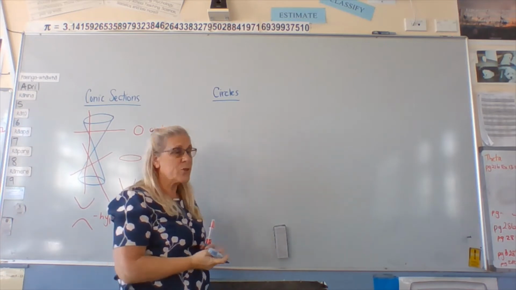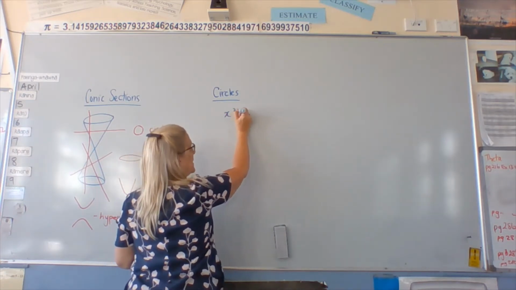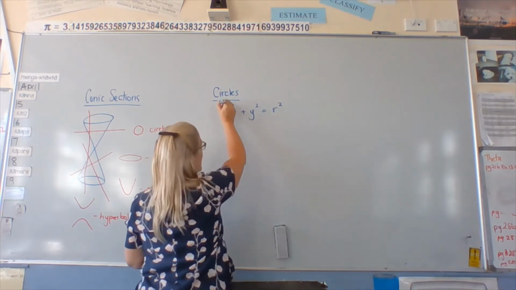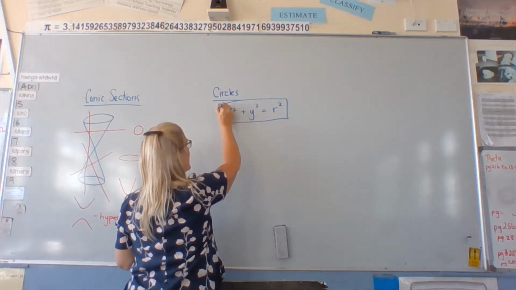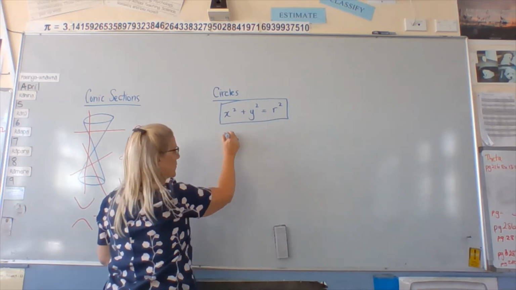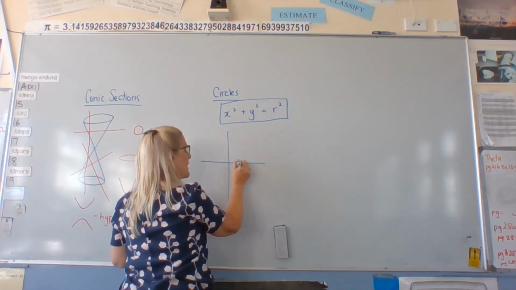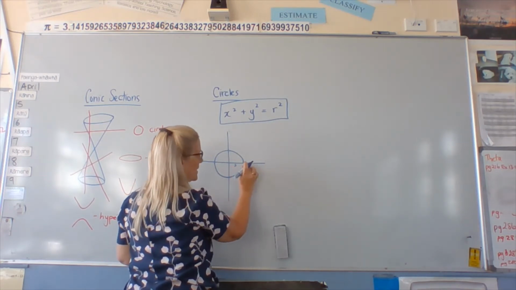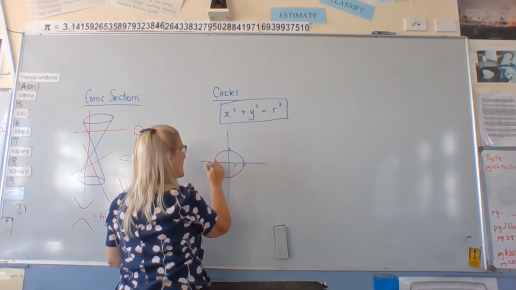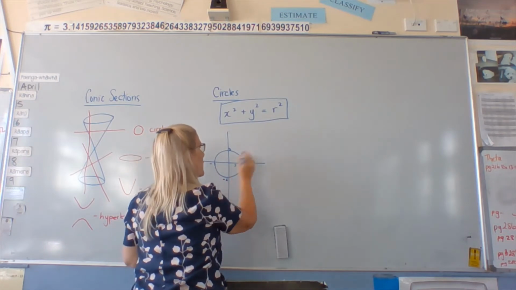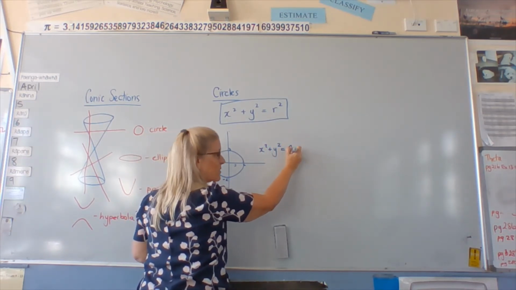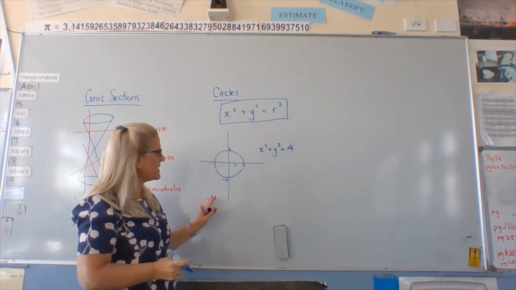The formula for a circle: x squared plus y squared equals the radius squared. That's our standard formula. Right, so if we looked at a circle and we had it coming out 2, like that, so that's going through 2 and 2 and negative 2 and negative 2, then we've got x squared plus y squared equals 4, 2 squared, right, radius squared.